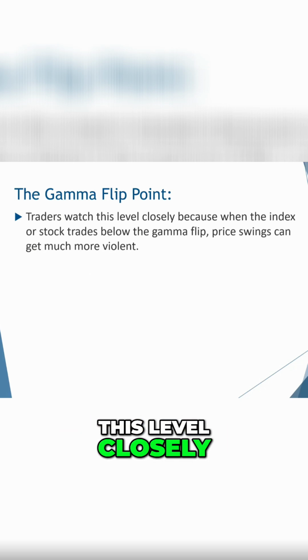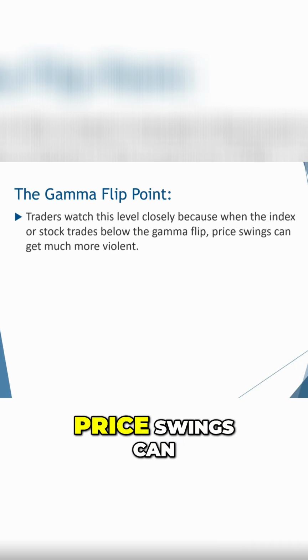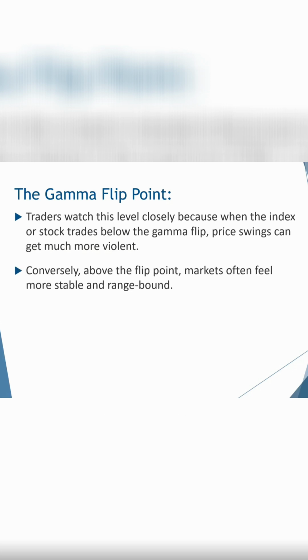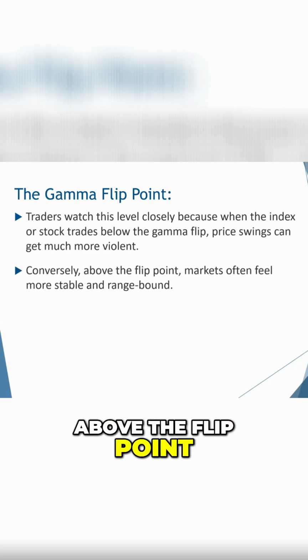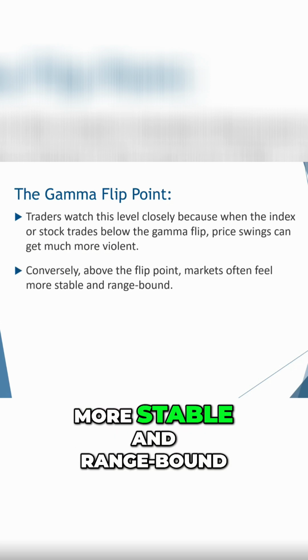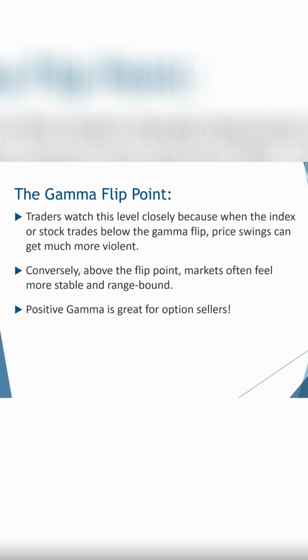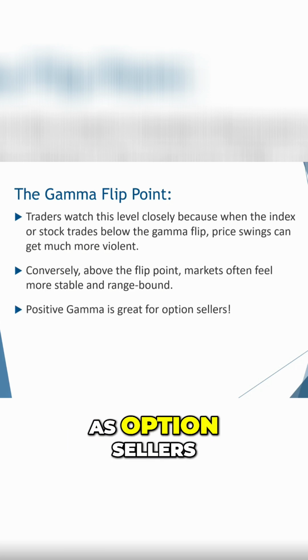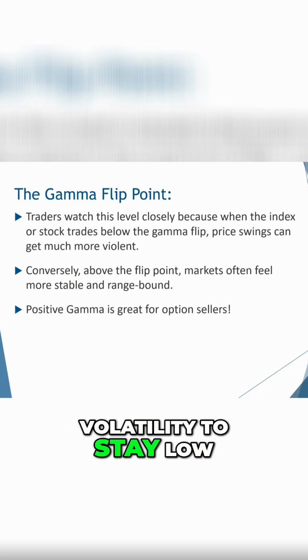Traders watch this level closely because when the index or stock trades below the gamma flip, price swings can get much more violent. Conversely, above the flip point, markets often feel more stable and range bound. So positive gamma is great for option sellers. Remember, as option sellers, we typically want volatility to stay low.